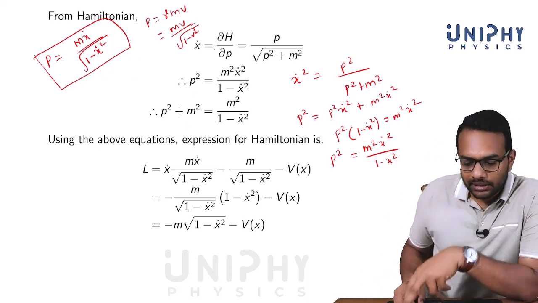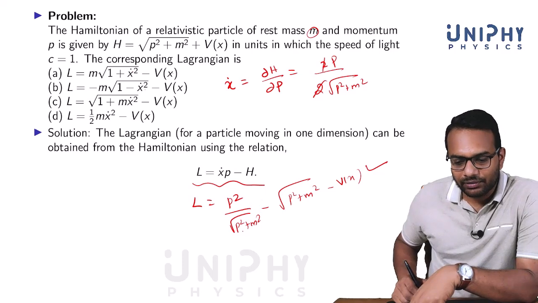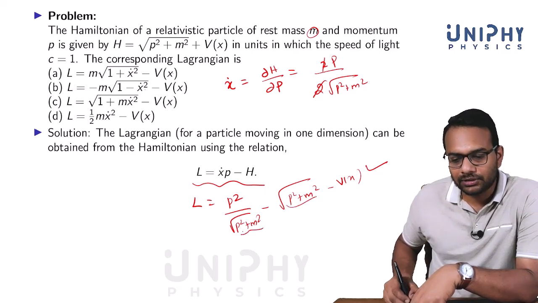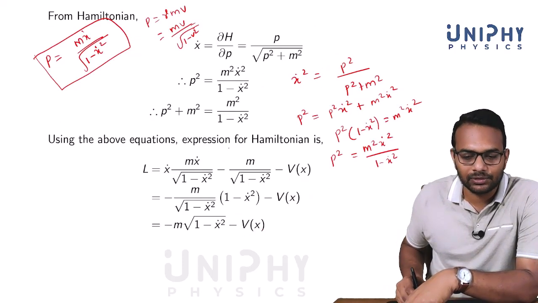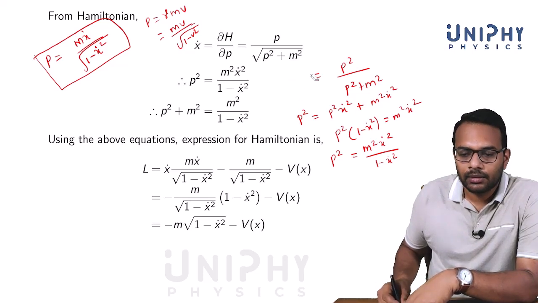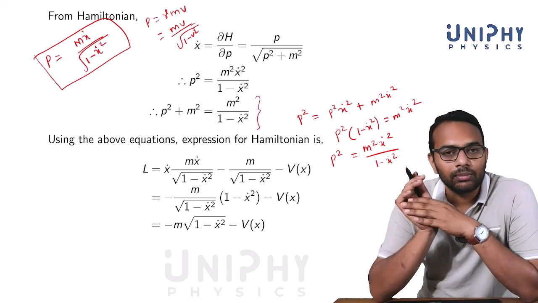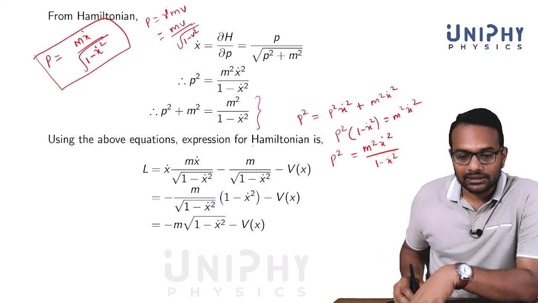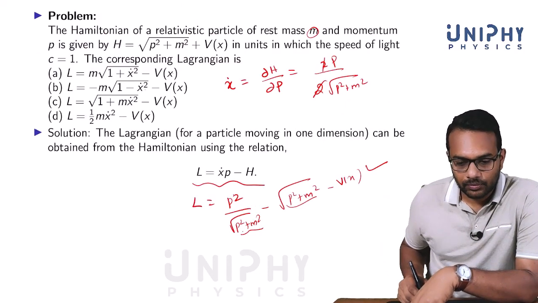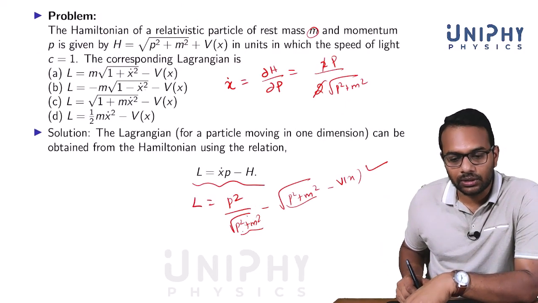But if you look at this, what we have everywhere is p square plus m square. Let's find p square plus m square from here. So let's substitute p square plus m square. You see that p square plus m square is just adding m square here, and you see that p square plus m square is equal to m square divided by 1 minus x dot square. Now you can substitute all this back in here and obtain the final answer.